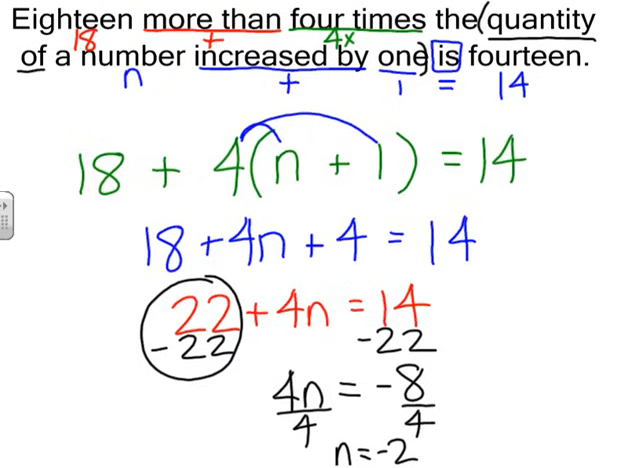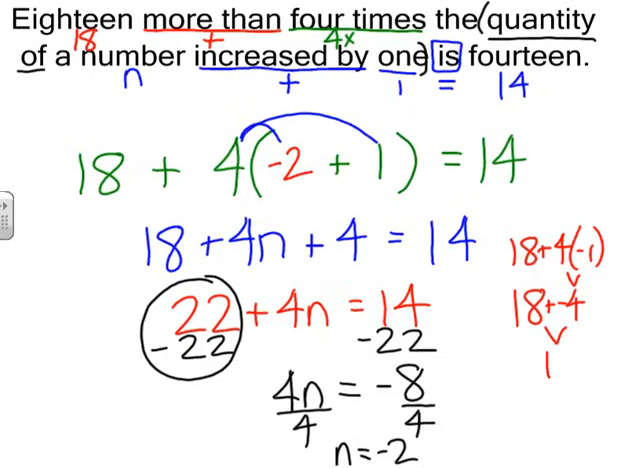Okay, this would be an especially good time to check your solution, so plug that back into the equation that you started with. So in place of n, I'm going to substitute in -2. Then I'm going to walk my way through it. -2 plus 1 is -1. -1 times 4 is -4. I can write these steps over here. And 18 plus -4 is 14, which is exactly what we wanted it to be for the second half of the equation.